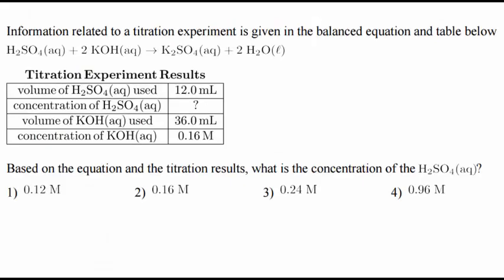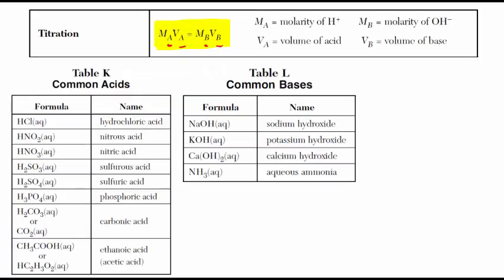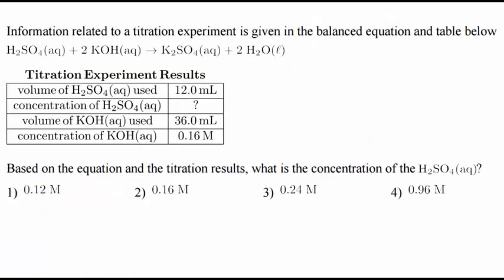Now this question does have a twist. Let's go ahead and work it out, and then see what that twist is, all right? The other thing I'd like to point out here is that we do have the sulfuric acid right here and the potassium hydroxide right here, and so we know that this is the acid and this is the base, although you don't really need that to answer this, but it makes sense to look at it. Okay, so the volume of the acid was 12.0 milliliters.